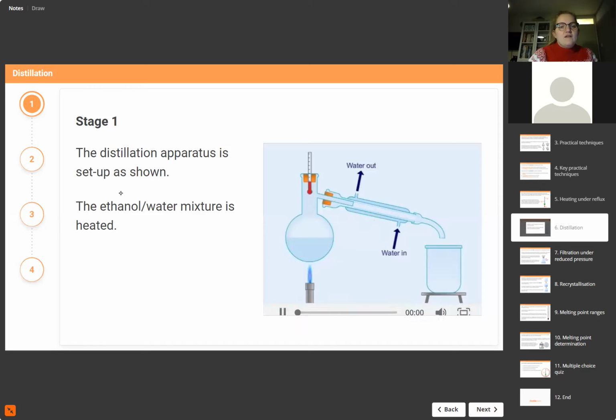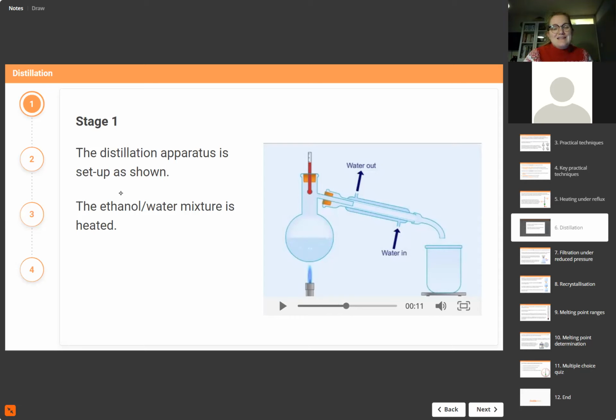So, we've got our distillation apparatus set up. Basically we've got our flask with our ethanol water mixture in it. We've got a thermometer at the top. That thermometer is really important because we want to heat until a specific temperature, and it's going to be until the boiling point of whatever we want to remove or separate.